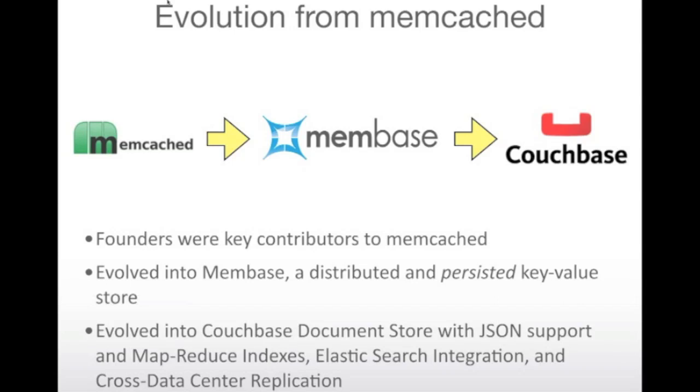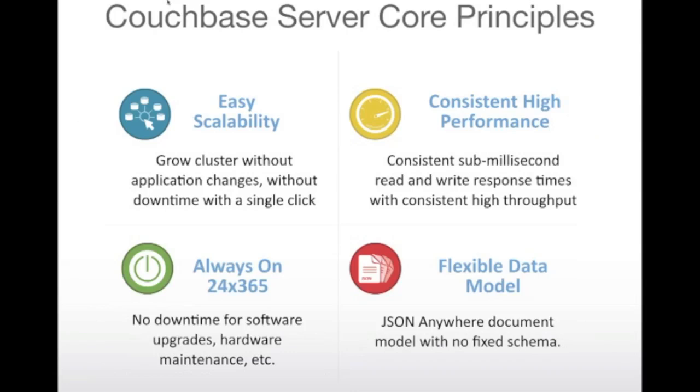So Couchbase is an evolution of Membase, where the founders of CouchDB joined with the Membase crew to create Couchbase, and we added a number of new features: JSON support, MapReduce indexes, Elasticsearch integration, and our cross-data center replication. Of course, we're continuing to add more features, and we follow some core principles, and these core principles are very important at Couchbase. Easy scalability is very important.